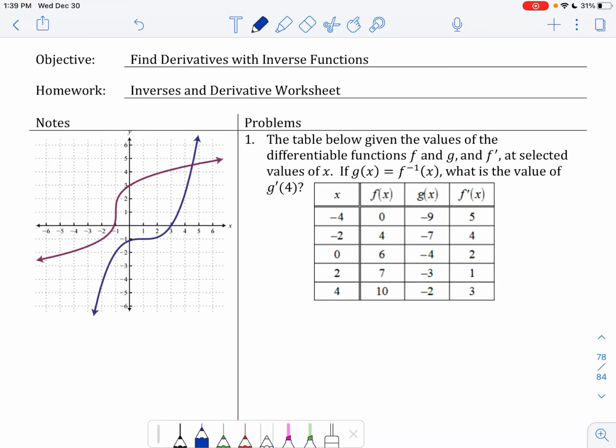Hey all, so we're doing something a little bit different today. We're jumping around a bit since we only have one lesson from chapter 8. This is something that you'll see on the AP test, but that the book doesn't really have a section for. So we're going to talk about derivatives and inverse functions. So again, jumping around a little bit.